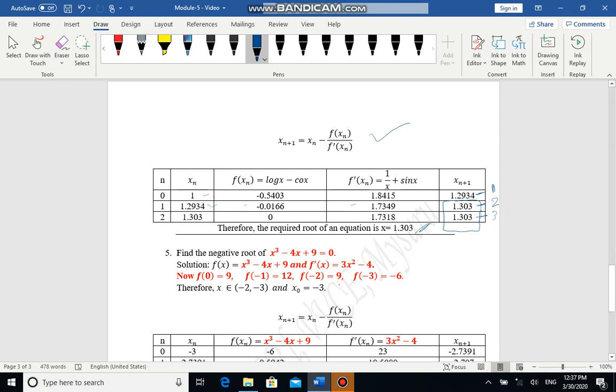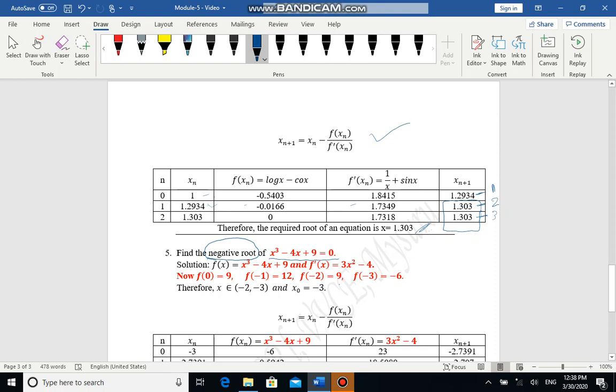Now the difference in the next problem. Observe the equation x cube minus 4x plus 9. This is just an algebraic equation, but the problem is, I want to find a negative root, not the positive root. The root may be any real number, -1, plus 1, minus 2, plus 2. The root means minus infinity to plus infinity.